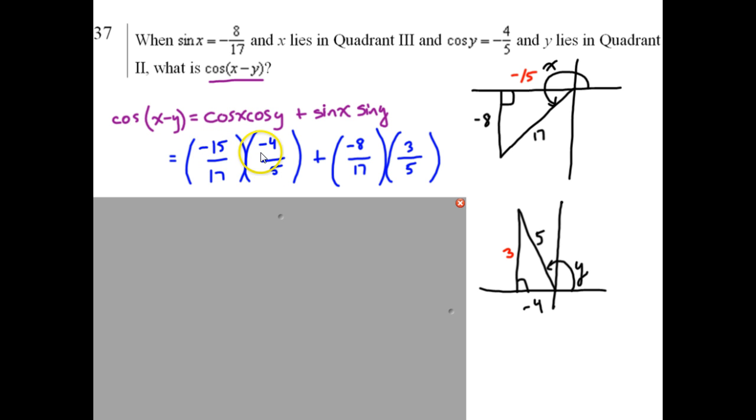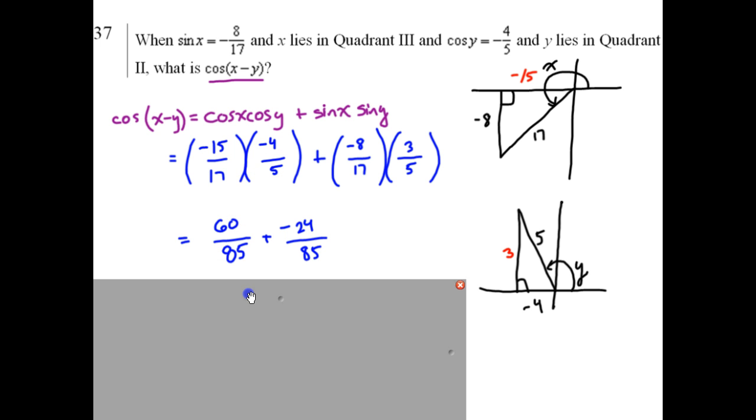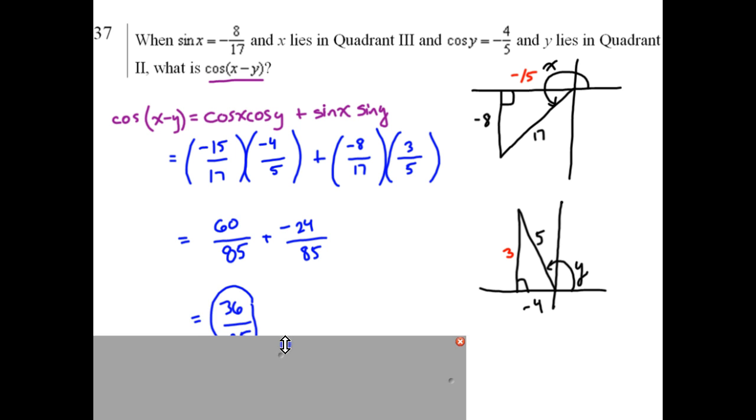Okay, we have ratio times ratio, ratio times ratio. Now we need to do some order of operations. Multiply before we add. So we multiply, numerator times numerator, denominator times denominator. What you'll find in these questions is, if we're dealing with cosine or sine, we always have the same denominator when we add, so that makes it kind of nice.